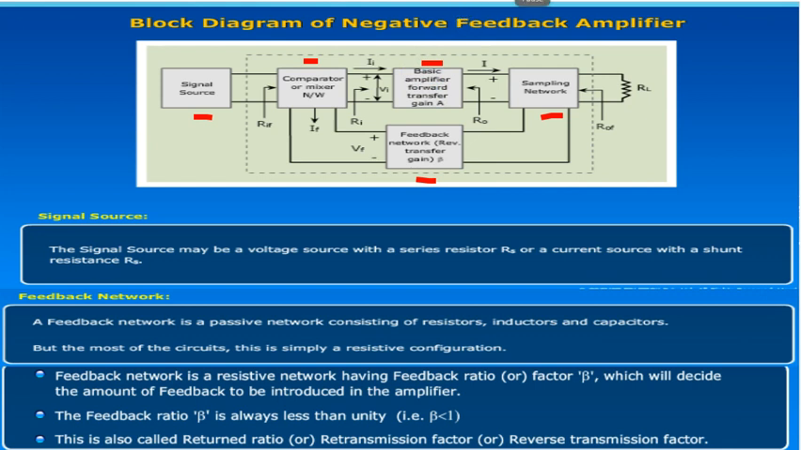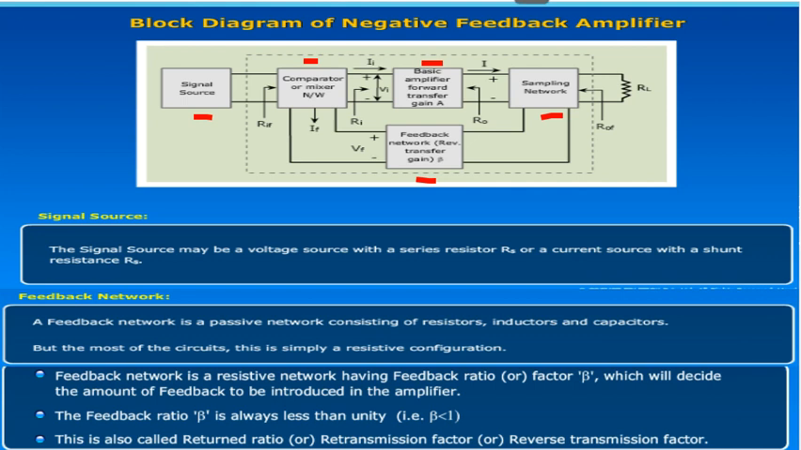In this block diagram, first of all, we have the signal source. The signal source may be a voltage source with a series resistor RS, or a current source with a shunt resistance RS. At the input, the feedback signal is combined with the input signal through a mixer network, and this is fed into the amplifier. As shown in this figure, the feedback connection has three networks: the sampling network, the feedback network, and the mixer network or comparator.